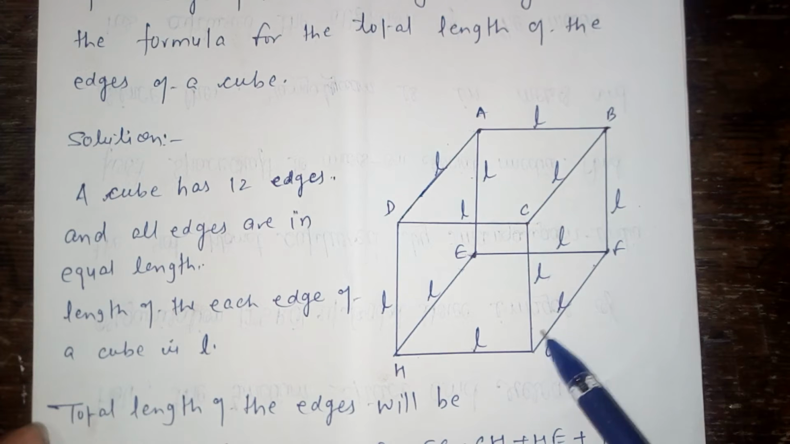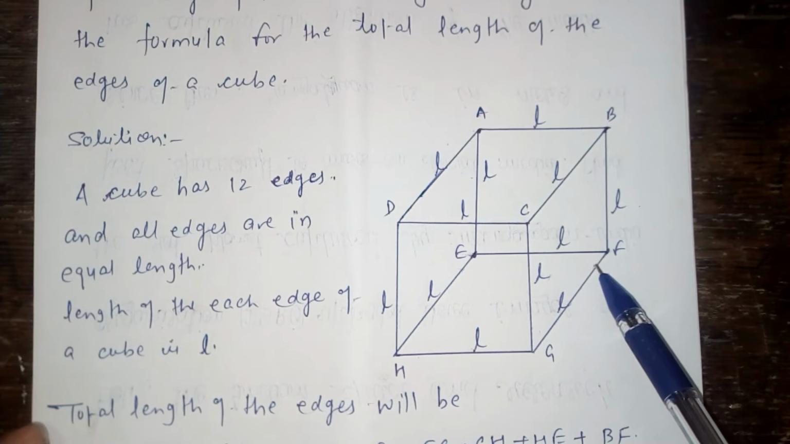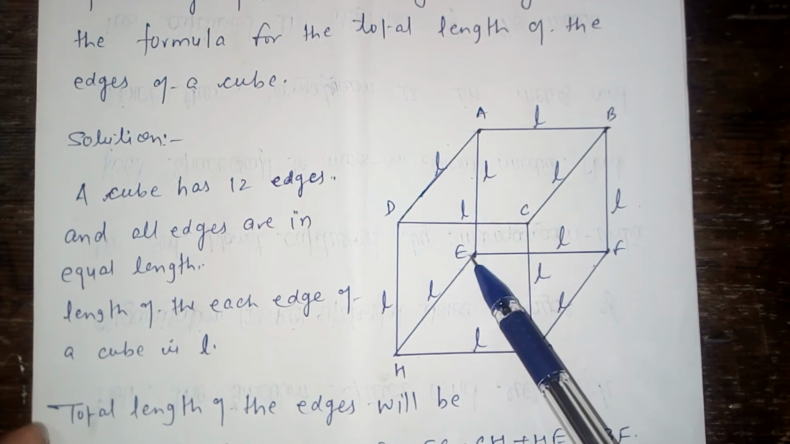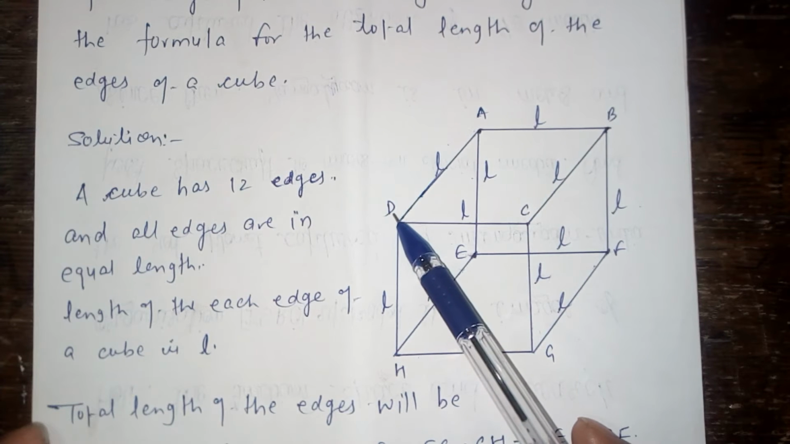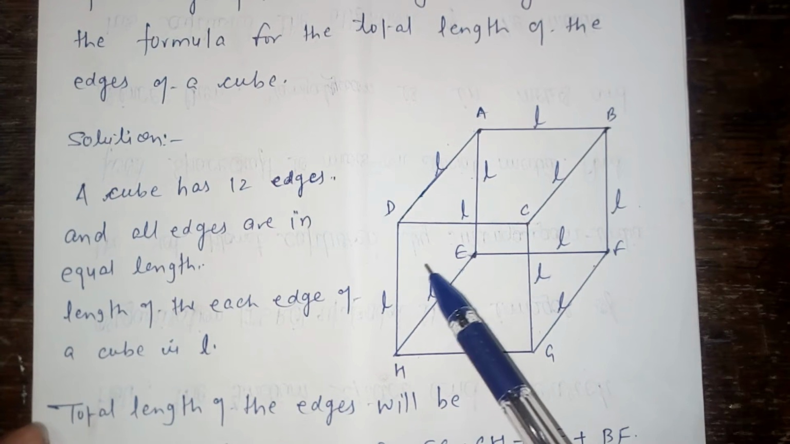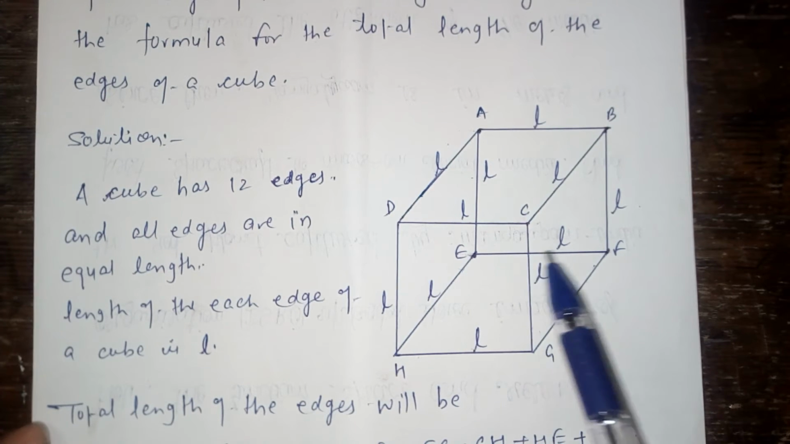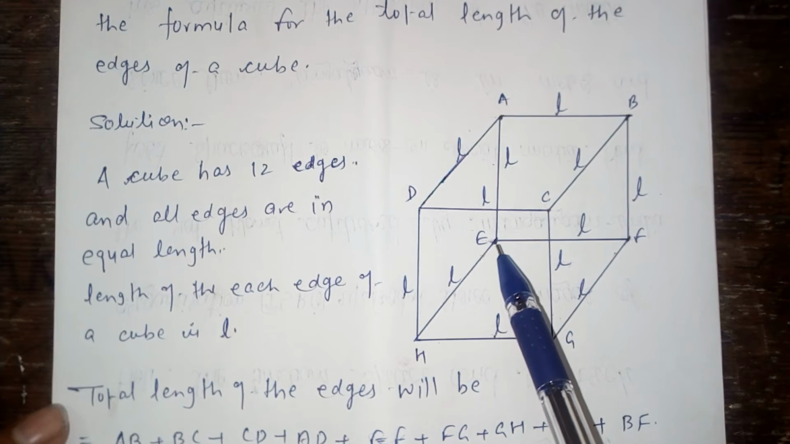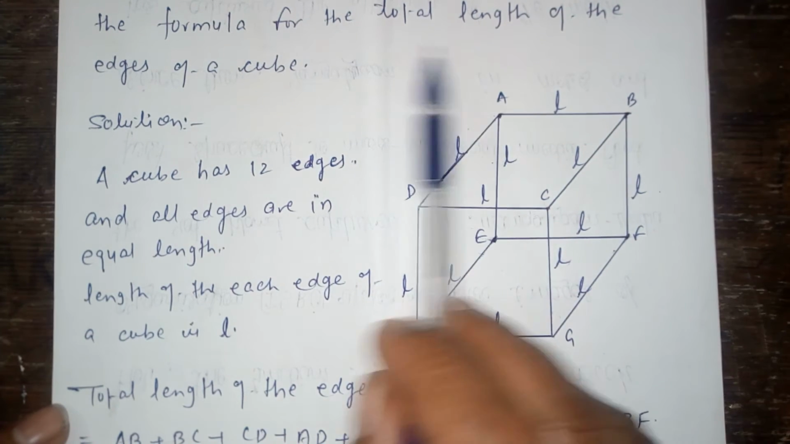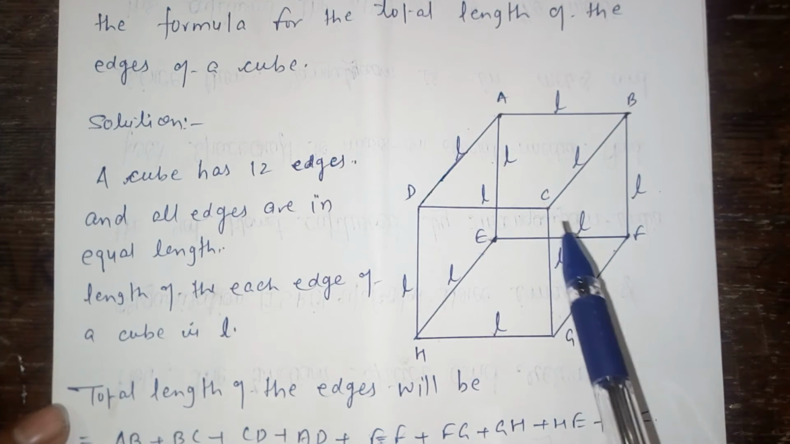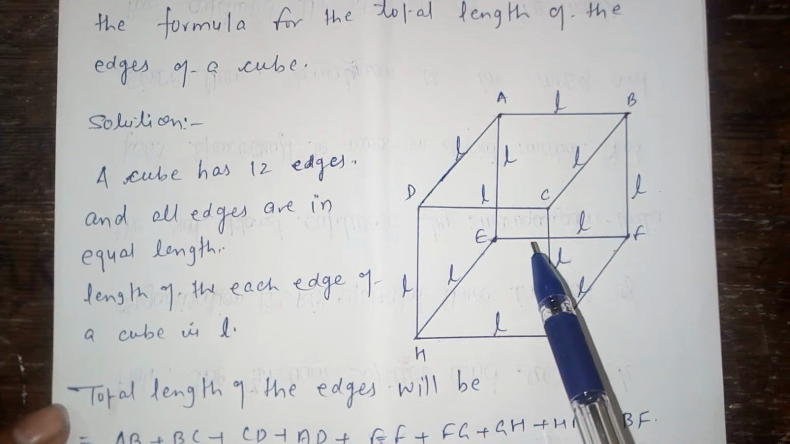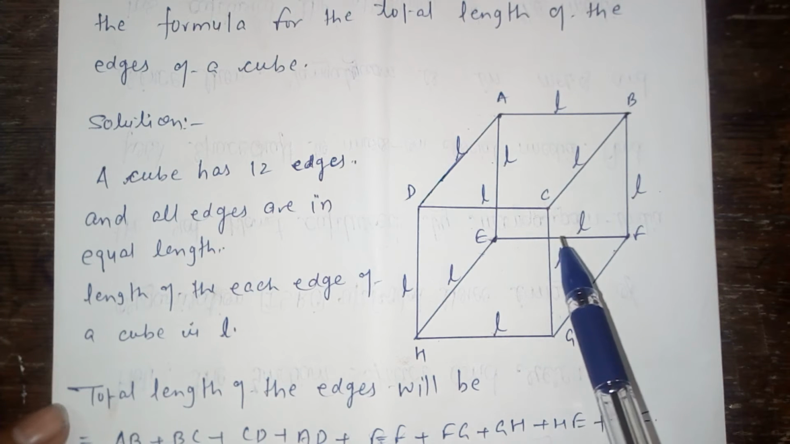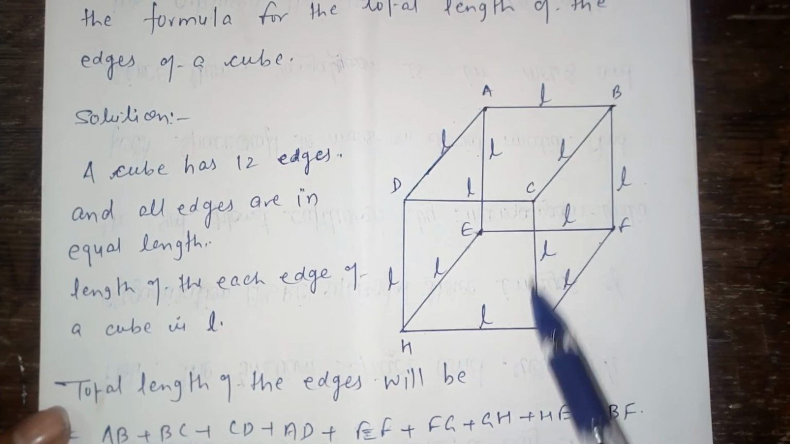B, C, G, F is the fifth face, and A, E, H, D is the sixth face. Okay. Now you know very well a cube has 6 faces, and in this question we will find out the total length of the edges. Now look here. One cube has 12 edges.